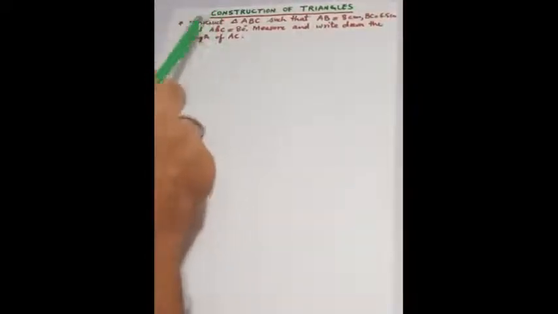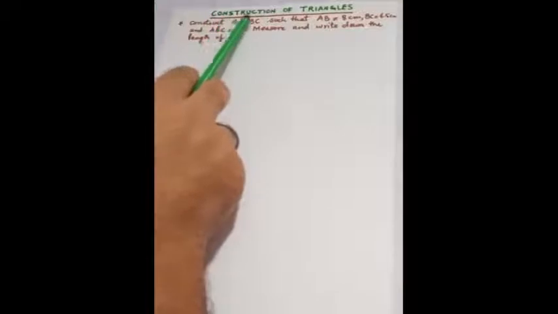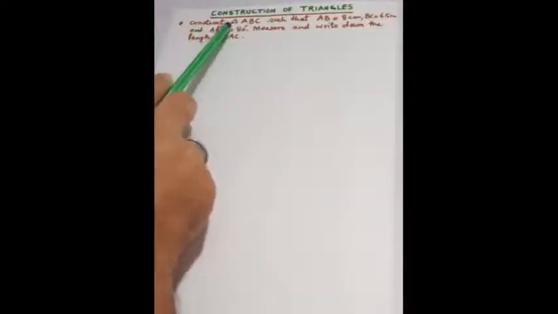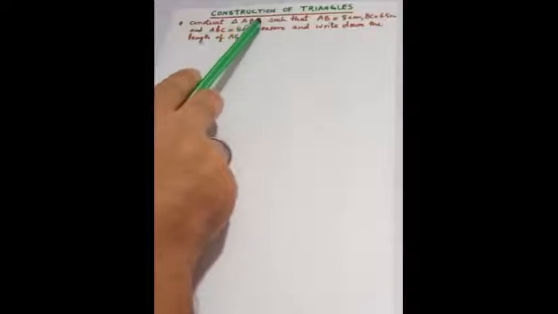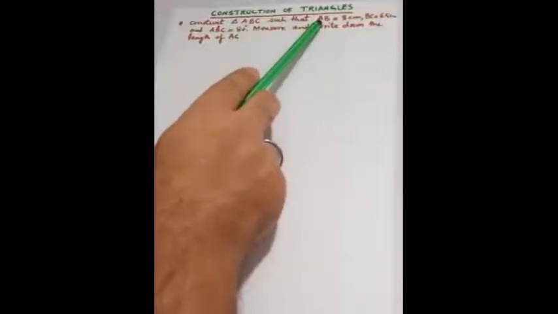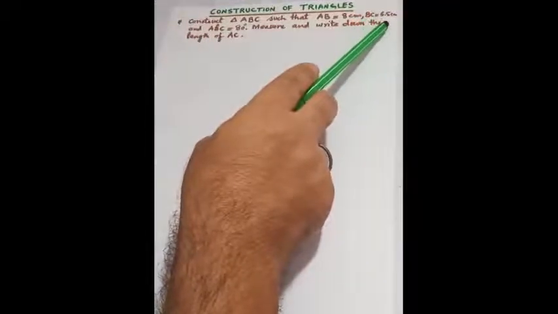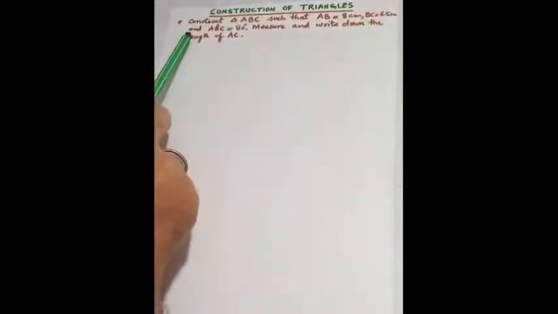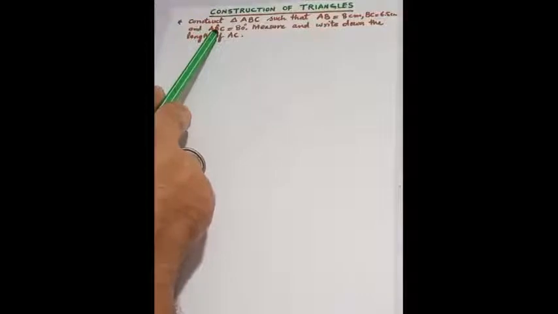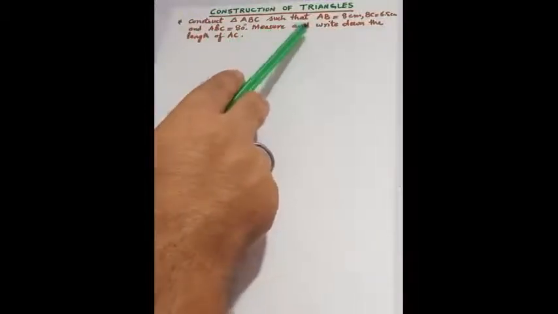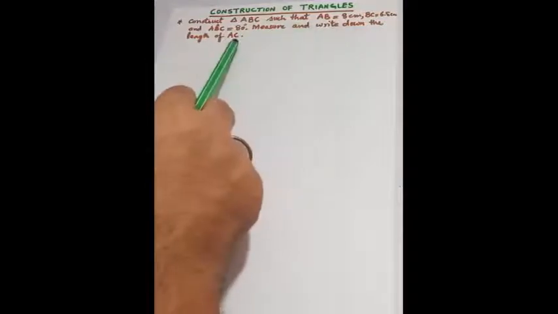So our topic is construction of triangles. We have to construct a triangle ABC such that side AB is equal to 8 centimeter, side BC is equal to 6.5 centimeter, and angle ABC at point B is equal to 80 degree. Measure and write down the length of AC.